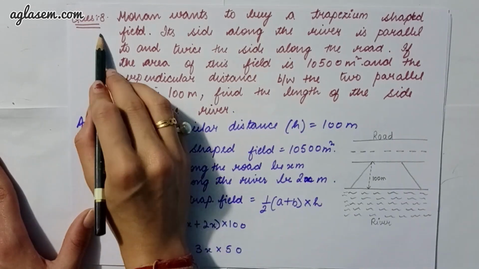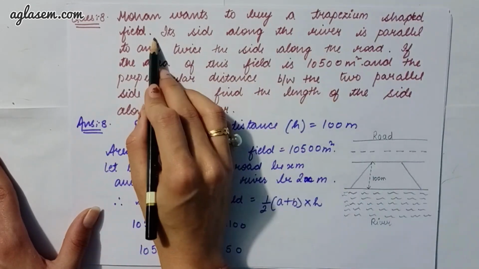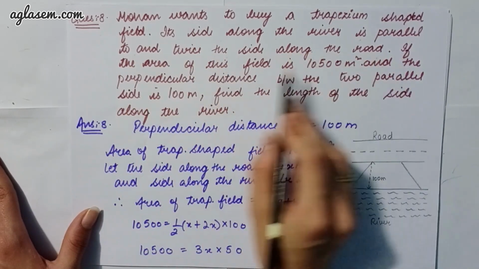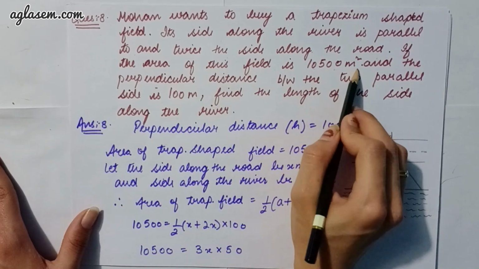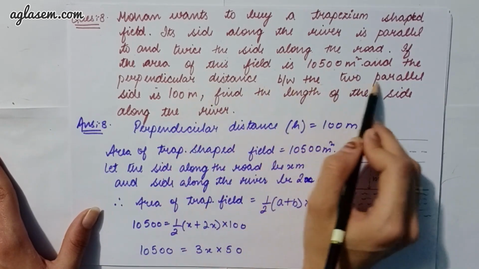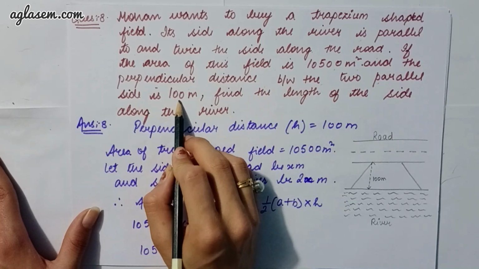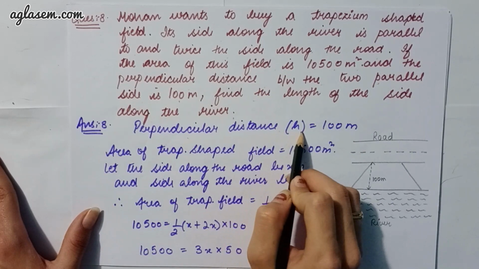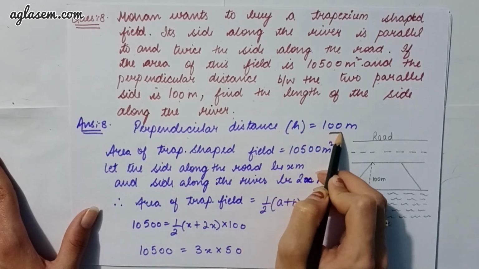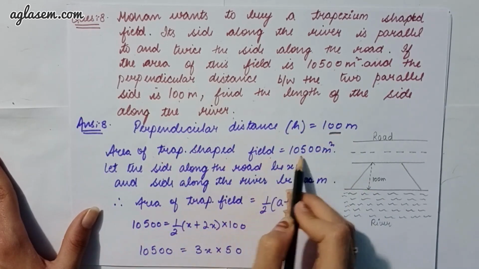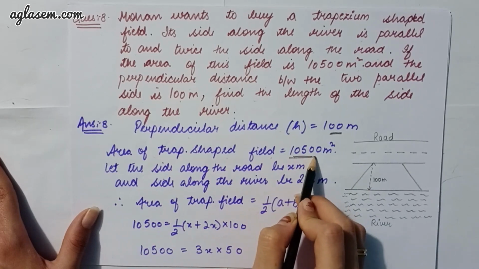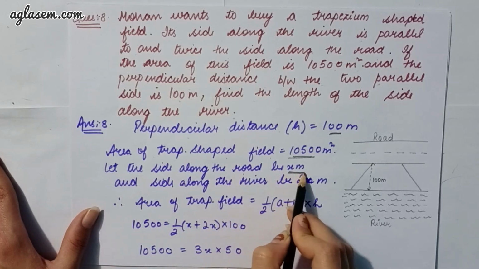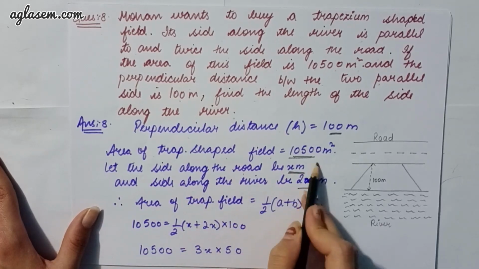Moving to our eighth question, which says Mohan wants to buy a trapezium shaped field. Its side along the river is parallel to, and twice, the side along the road. If the area of this field is 10500 meters square and the perpendicular distance between the two parallel sides is 100 meter, we have to find the length of the side along the river. So the perpendicular distance, that is h, is given to us, that is 100 meter, right? The area of the trapezium shaped field, that is 10500 meter square, is also given. So the side along the road will be x, we have to assume, and the other side will be 2x. This we have to assume.